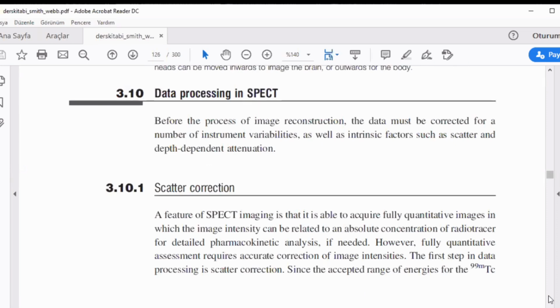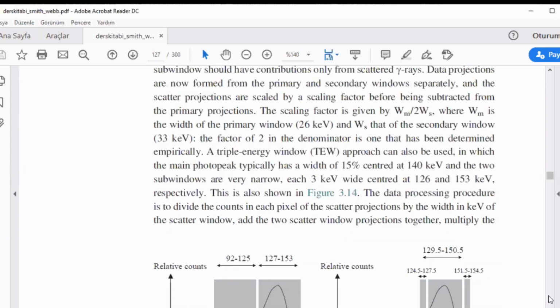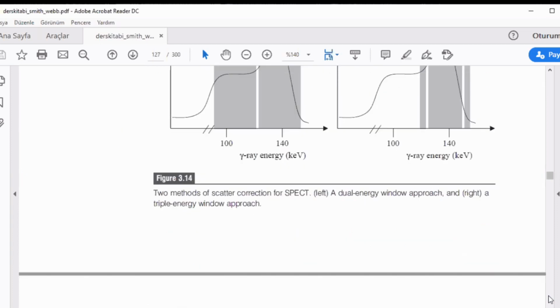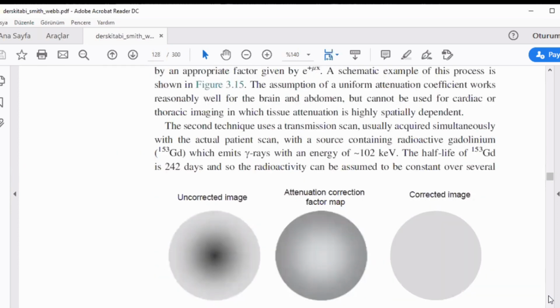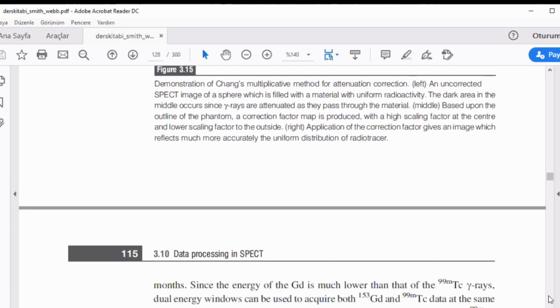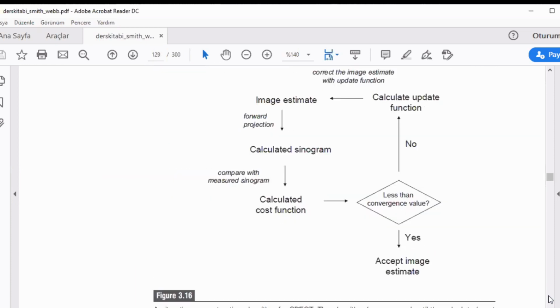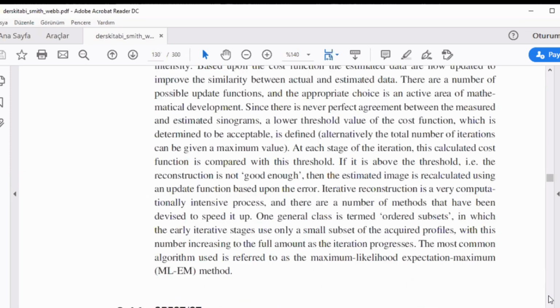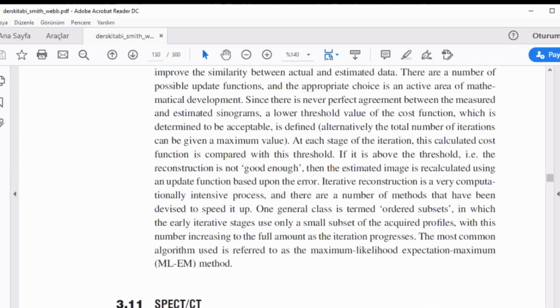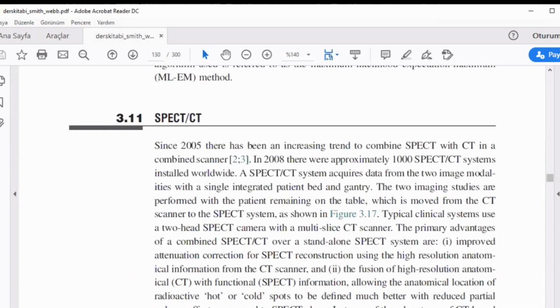Okay. And it's highly computerized, with data processing, scatter correction, etc. Those are too complex for the time being, so I left this as an exercise for the curious people. Image reconstruction is a little bit advanced, so good for graduate level courses, not suitable for our undergraduate course. Now we come to SPECT CT.